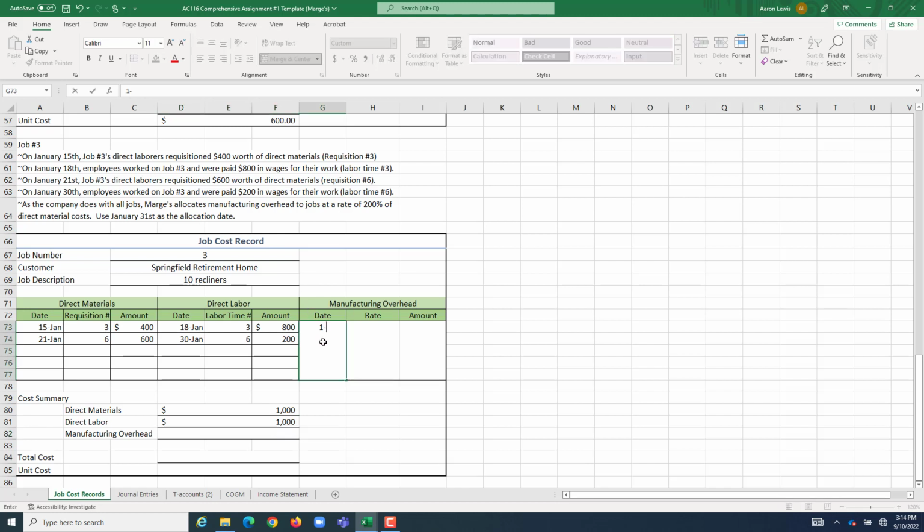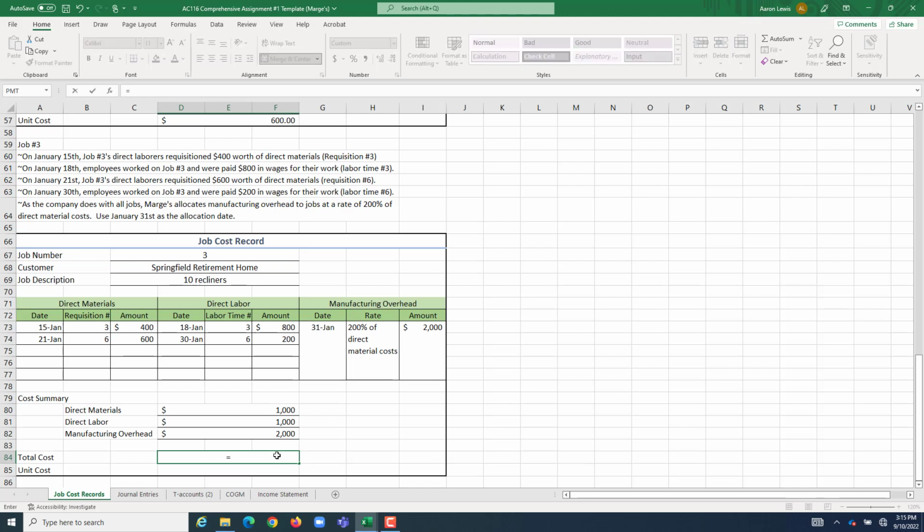We're going to assign this at the end of the period on January 31st. And just like we did in the other ones, we're going to do it at a rate of 200% of direct material costs. So what is 200% of the direct material cost of this job? Well, if direct material costs were 1,000 times 2.00 means that we should be allocating $2,000 for the overhead out of our pool and into job number 3.